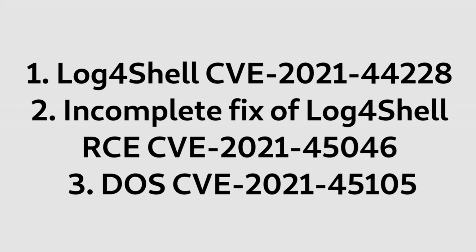CVE-2021-44228. Now there are at least two more of them in Log4j. Incomplete fix of Log4Shell remote code execution, CVE-2021-45046, and denial of service, CVE-2021-45105. And there will certainly be more of them, as more researchers will pay attention to this vector, as it was with SMB, OpenSSL, Print Spooler, and so on.